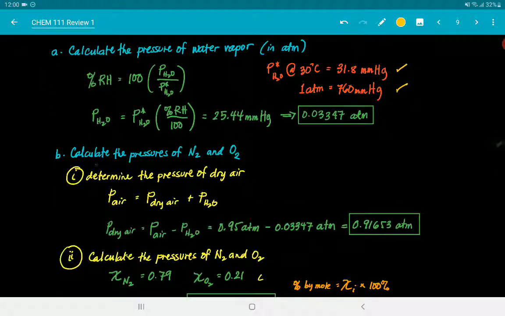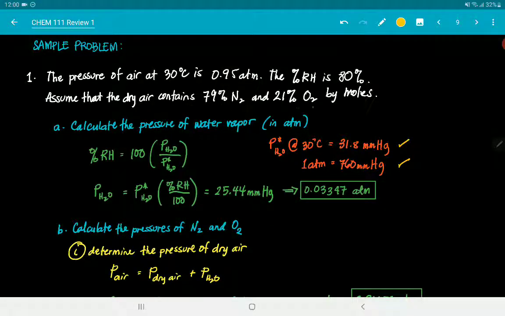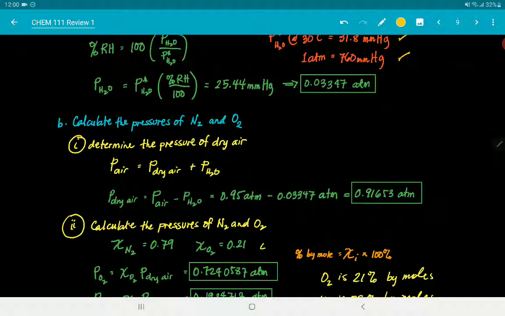So next, calculate the pressures of N2 and O2. So step by step natin siyang gagawin. First, determine the pressure of dry air. Kasi this particular composition here is the dry air composition. Okay? So ihiwalay muna natin yung water dun sa equation. So, discuss ko kanina that the pressure of air or the ambient air is equal to the pressure of the dry air components plus the pressure of water.